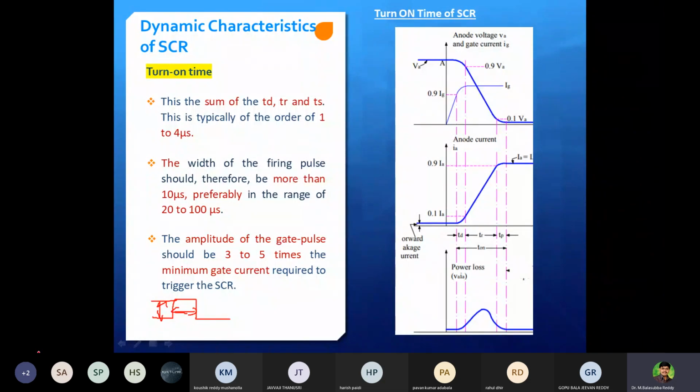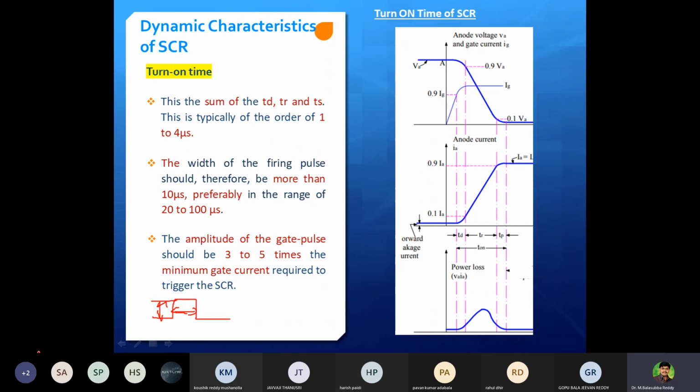That is the reason. Once the device is triggered, we don't want to give any firing pulses or current across gate and cathode. That's why generally we are giving a pulse to trigger it. Once the device is triggered, we can remove the pulse. Nothing will happen, it will continue to conduct. So that's why we need to provide a width of 20 to 100 microseconds, amplitude 3 to 5 times the minimum gate current.